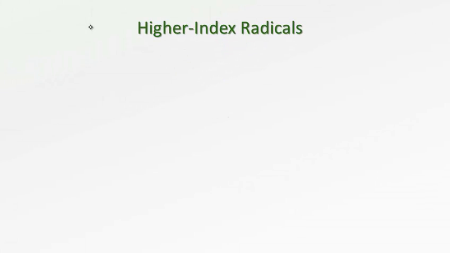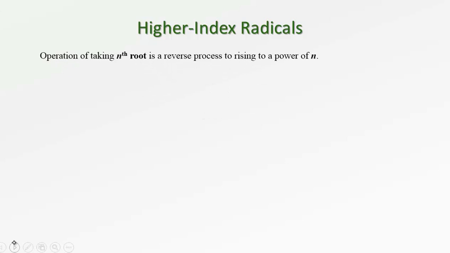This lesson we'll talk about higher index radicals. So far we learned how to calculate square roots. Remember, taking a square root is undoing the operation of squaring something. But what if we want to undo the operation of raising something to the nth power? Well, then we are taking nth degree root.